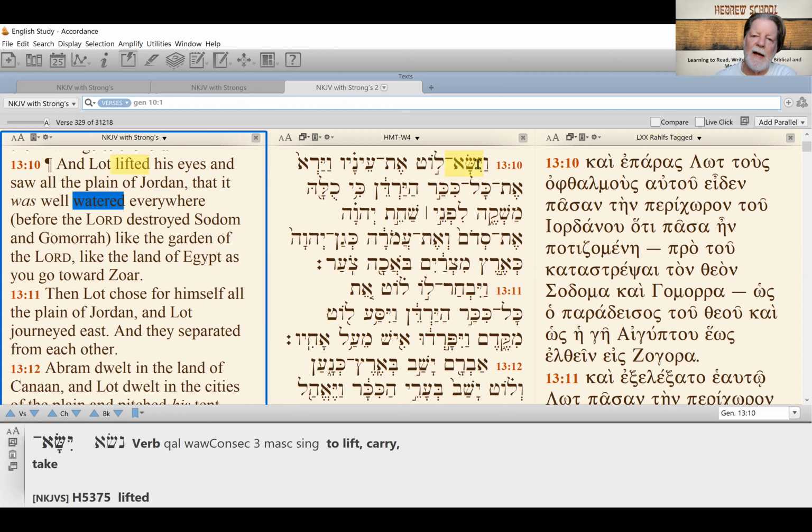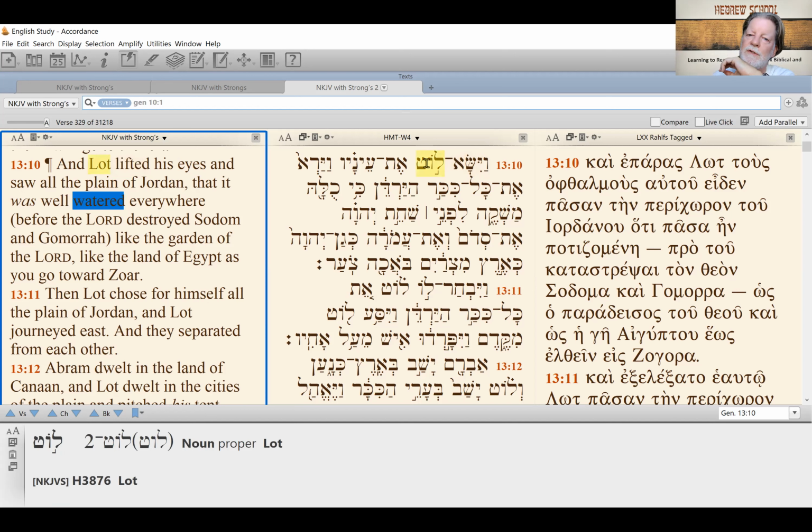Yisa, that's nasa, and it means to lift up. In this case, Lot is lifting up his eyes. And that's a Hebraism. Most of us would just say he looked over towards the Jordan River Valley, but in Hebrew you say, yisa enav, he lifted up his eyes. Lot is the person who did it. He lifted up et enav. Enav is the direct object that he lifted up. So that's how you say it in Hebrew, vayisa Lot et enav.